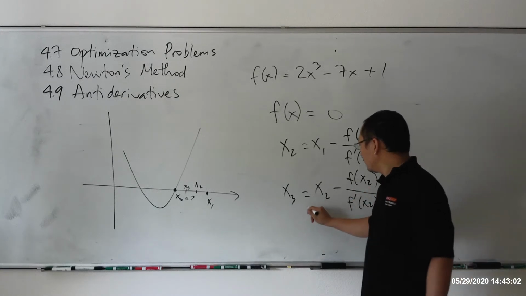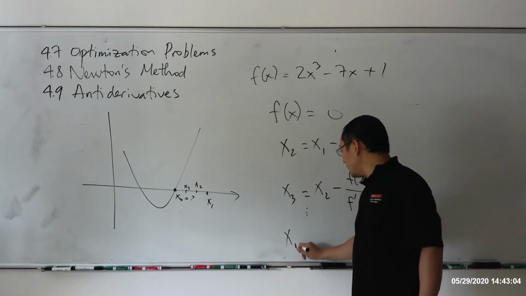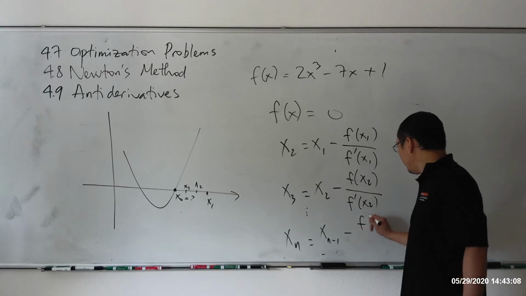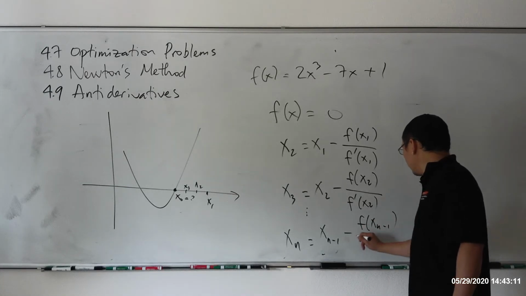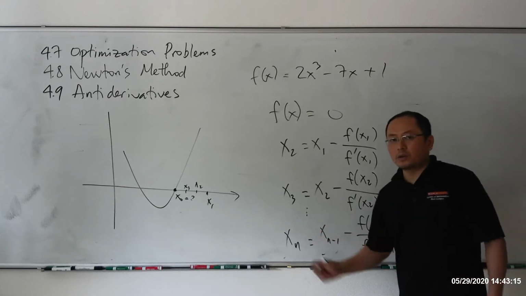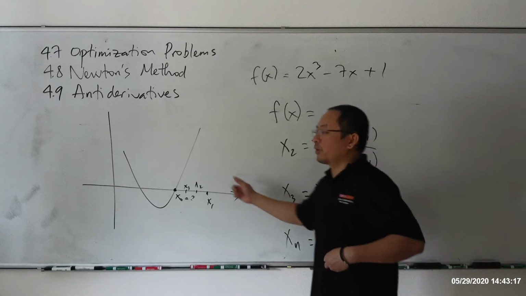Keep going. Say, in general, xn is equal to x of n minus 1 minus f of x of n minus 1 over f prime of x of n minus 1. So the next point will be calculated based on the previous point.